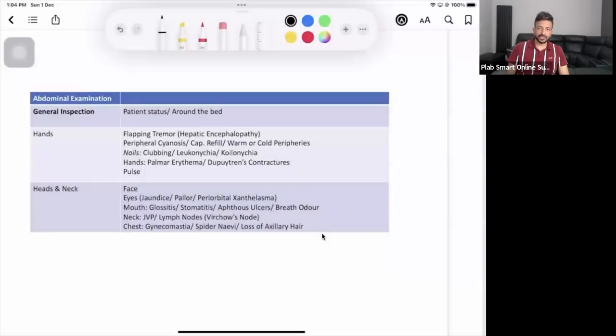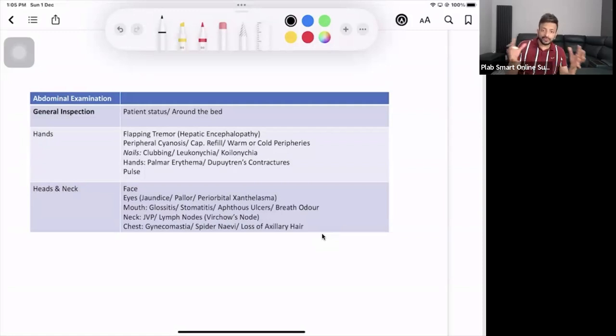Guys, so let's start abdominal examination. When you're doing an abdominal examination, you will have a general examination as well. General examination means you'll be checking the hands, the face, eyes, and the neck, lymph nodes, and everything. So that is general examination, and then only you'll be doing the abdominal examination.